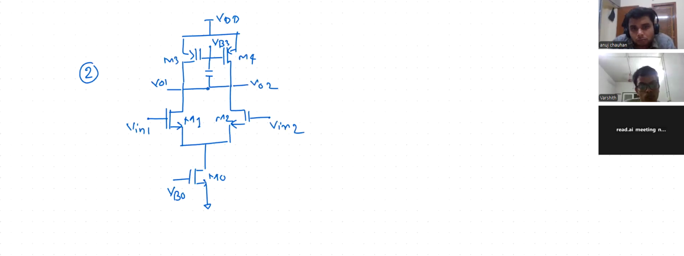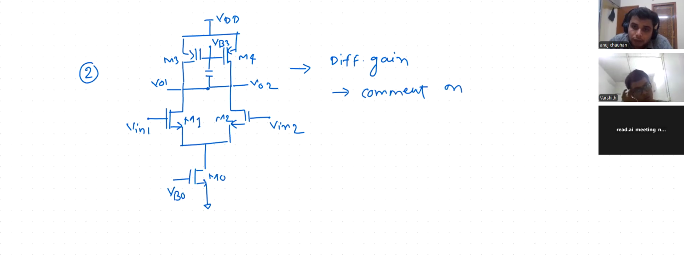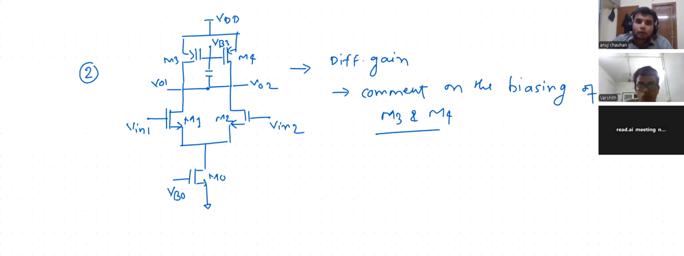So I want to see what is the differential gain. One thing, and the other thing I want is a comment on the biasing of transistors M3, M4. Okay, this is C.